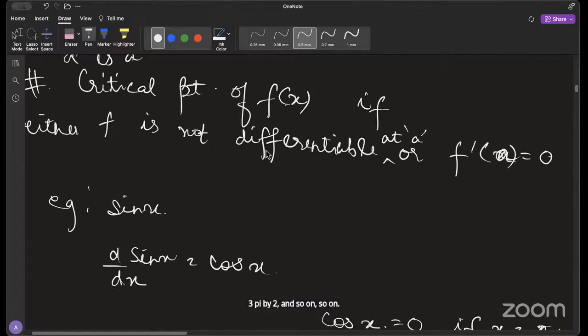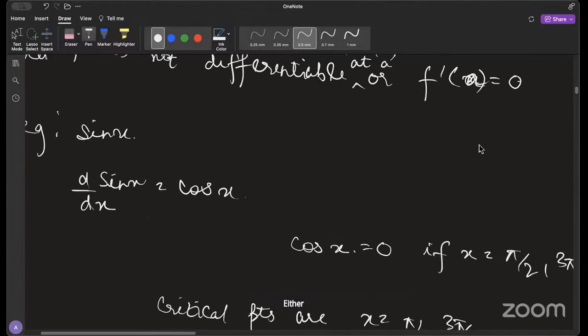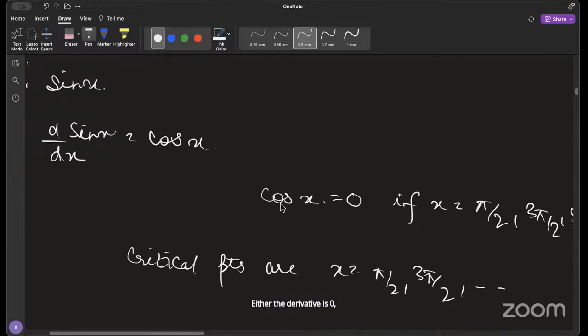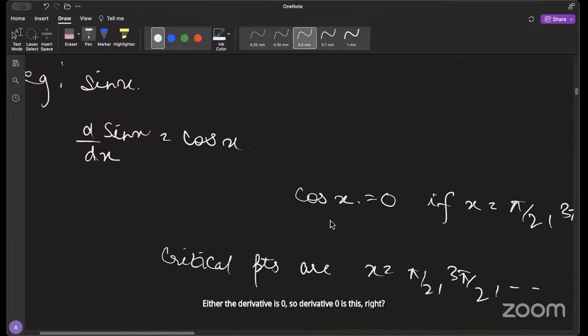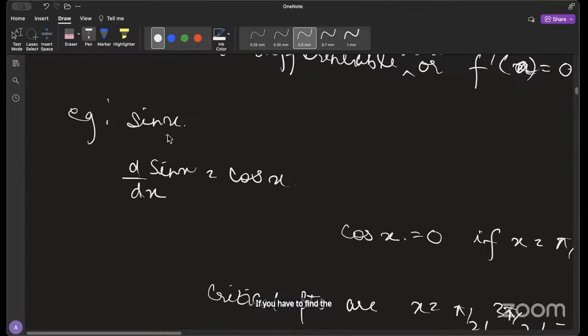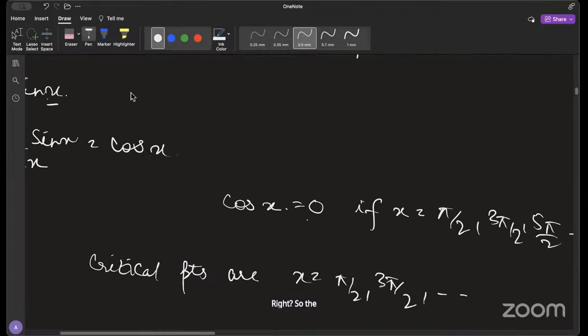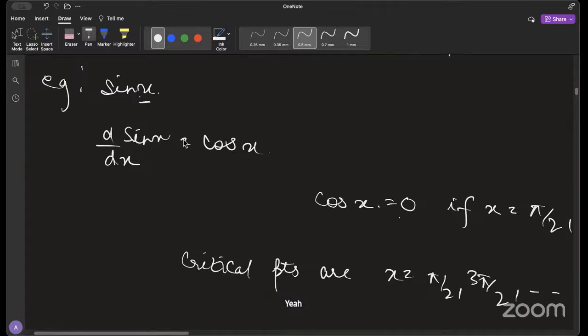There's also another condition which says either the derivative is 0. So derivative 0 is this, right? If you have to find the critical points of sin x, then you take the derivative of sin x equal to 0, and then you find all the x such that the derivative of sin x is 0. Or you find the points where sin x is not differentiable, and then you combine both of these points, right? You take the union of the sets.